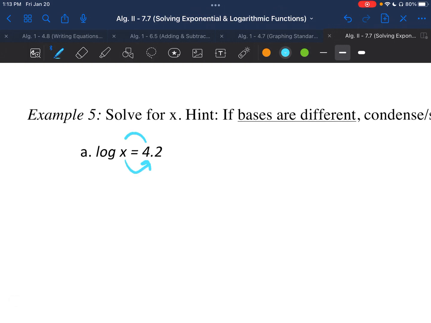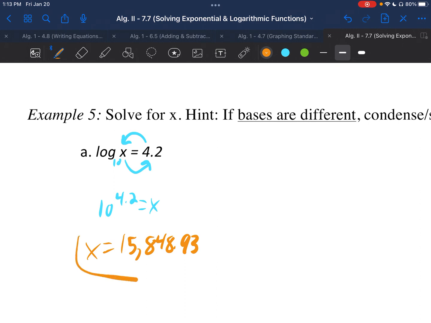So boom, boom, boom, boom. And remember, it had a secret base of 10. So it's 10 to the power of 4.2 is equal to x. So we take our calculator out and we say 10 to the power of 4.2. And we get x equals 15,848.93, or I should say approximately that.